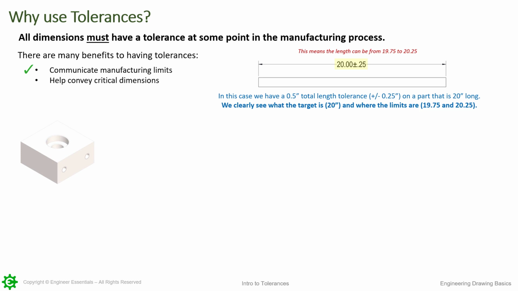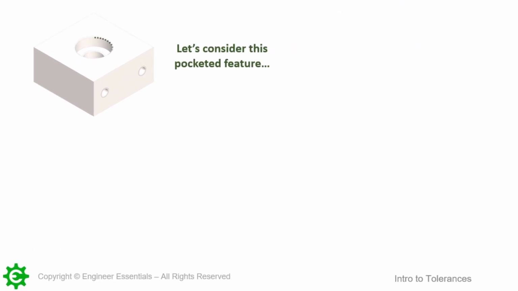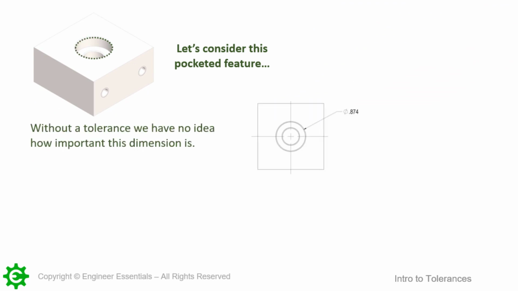Next, tolerances help convey critical dimensions on our parts. Let's consider this pocketed feature right here. Without a tolerance, we have no idea how important this dimension is, especially since we don't know what the limits need to be.